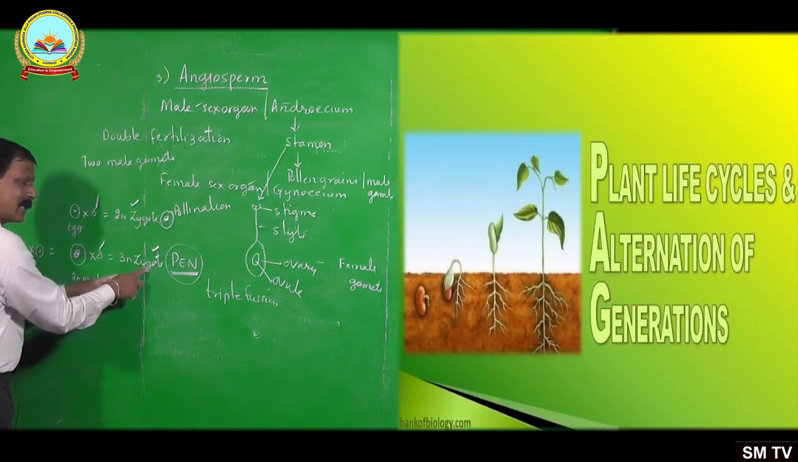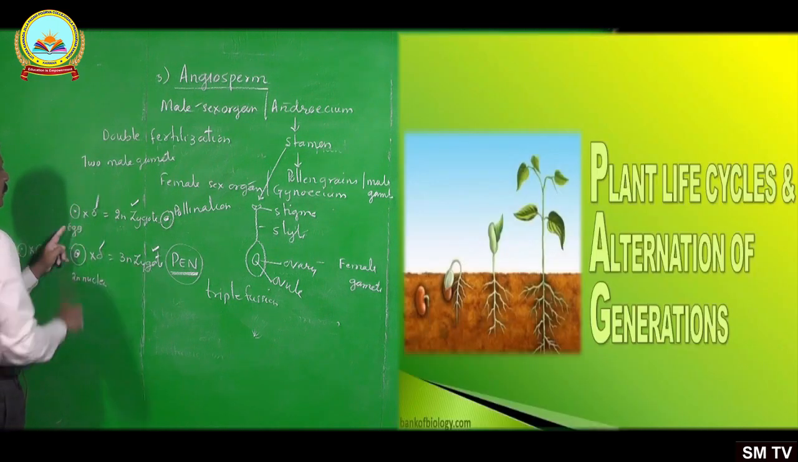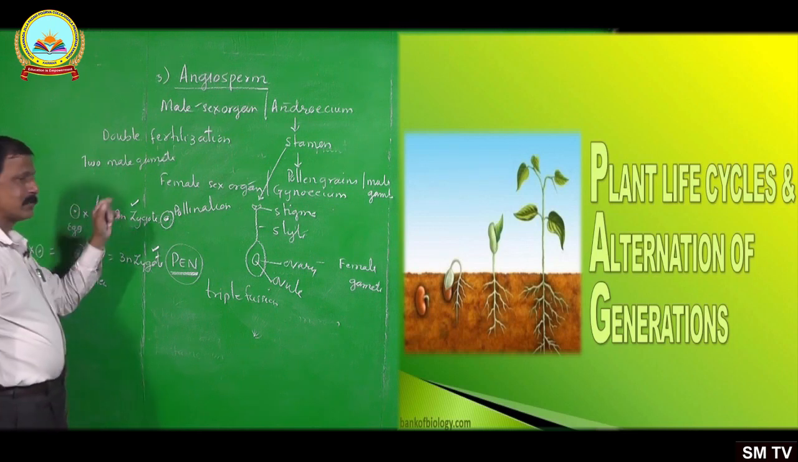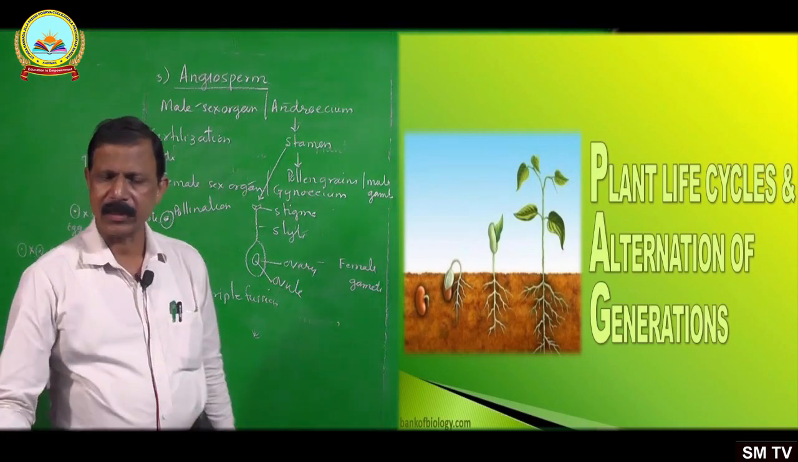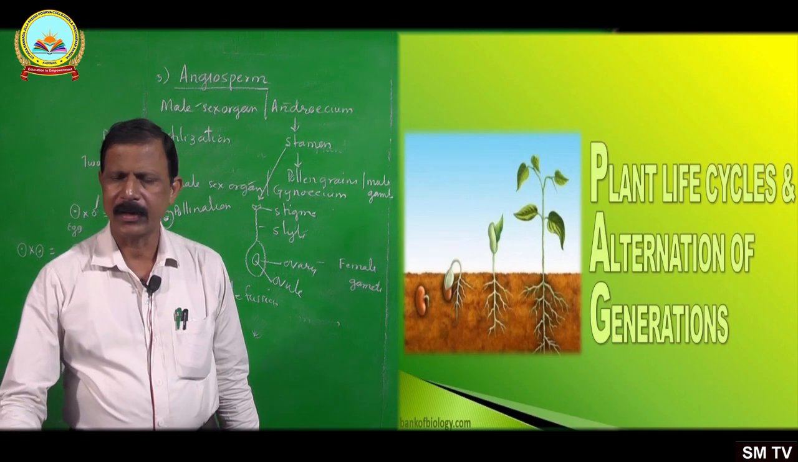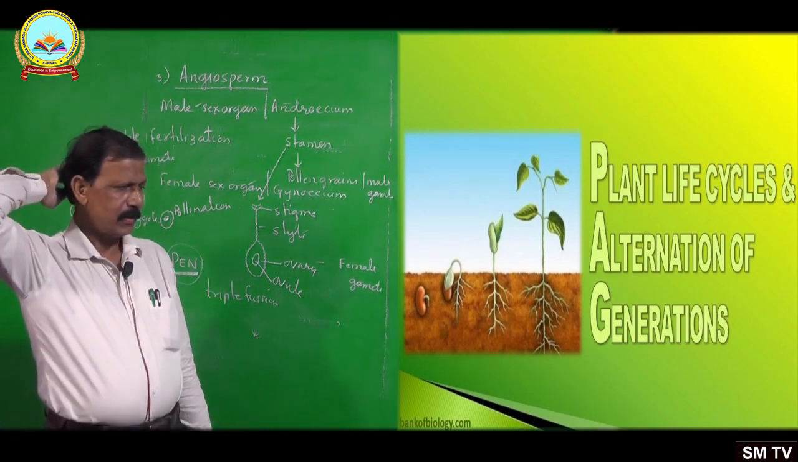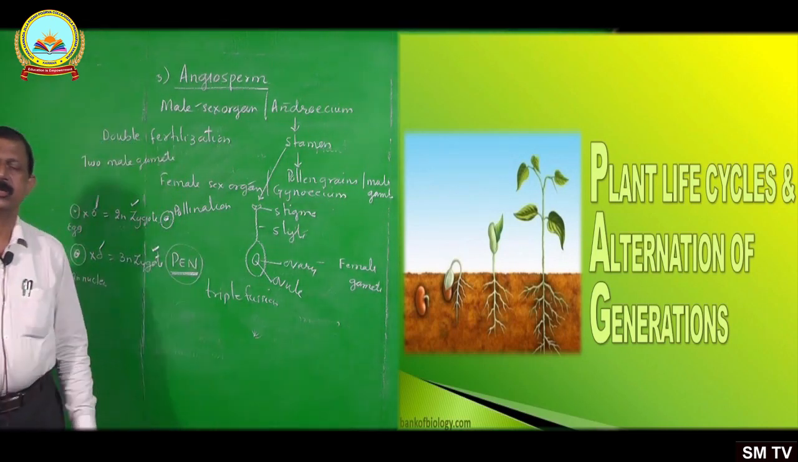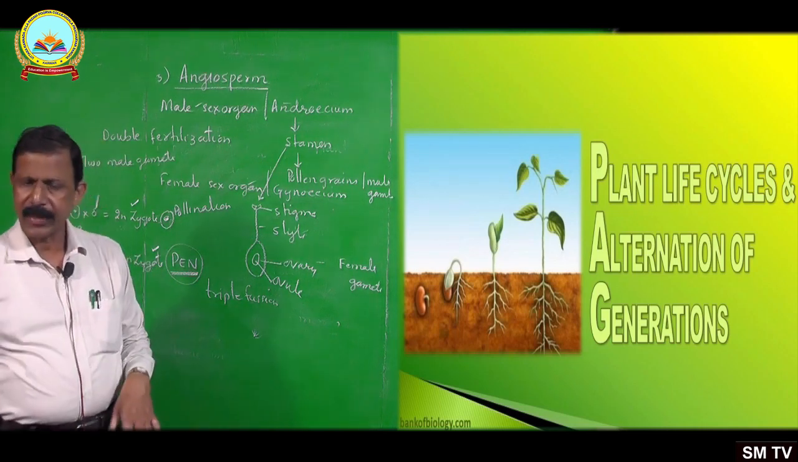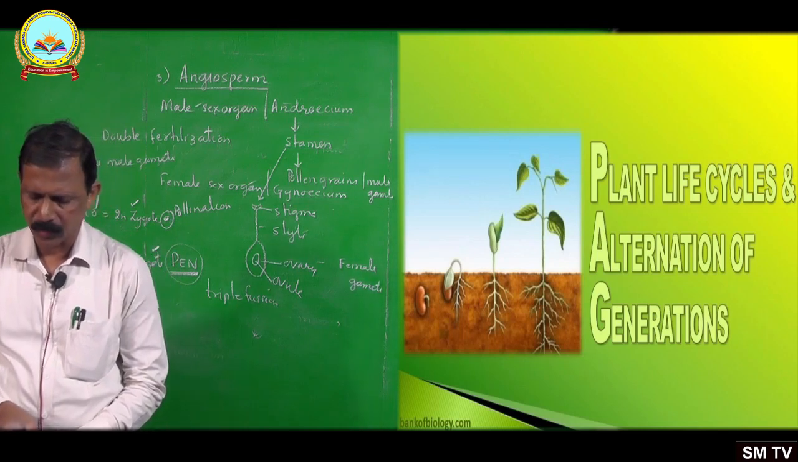And then one egg fuses with the male sperm and that forms a zygote. So it means three-time fusion has taken place, and that is why it is called a triple fusion. And so in angiosperms here is the unique process that plays a vital role in the development of the embryo, ovary, etc. It is the most important property of this.